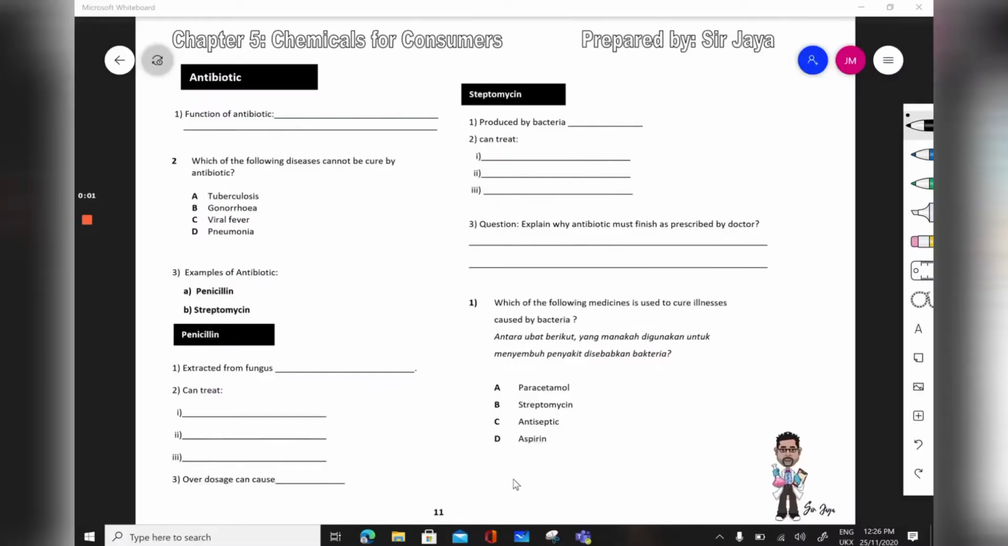The second class of modern medicine is known as antibiotic. The function of antibiotic is to kill or retard the growth of bacteria and fungus, and we must mention, not virus. That means antibiotic cannot be used to cure diseases that are caused by virus.